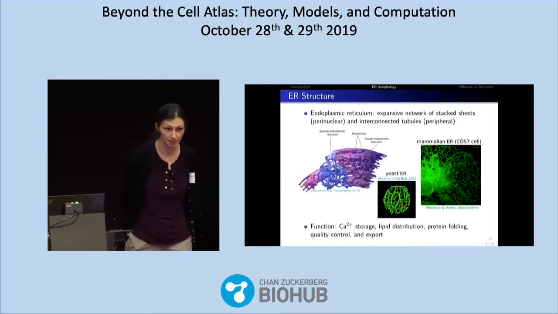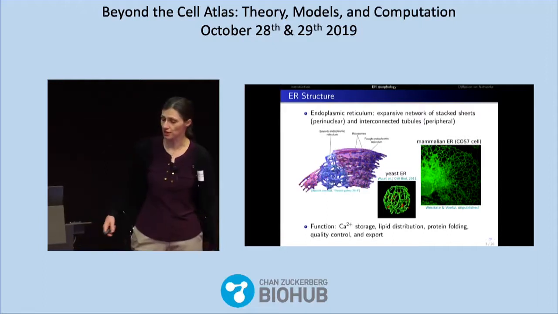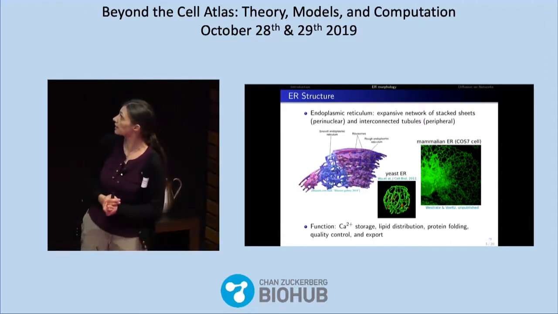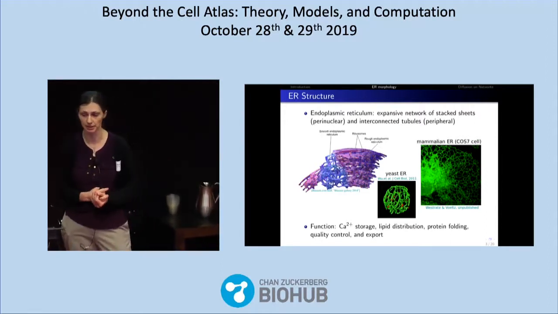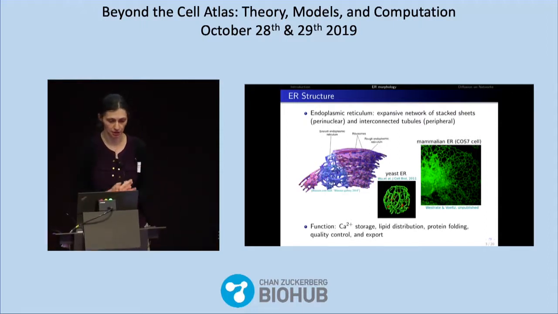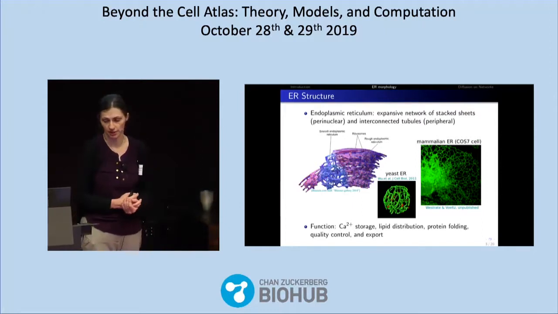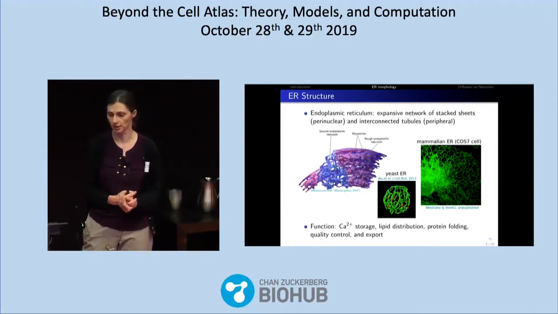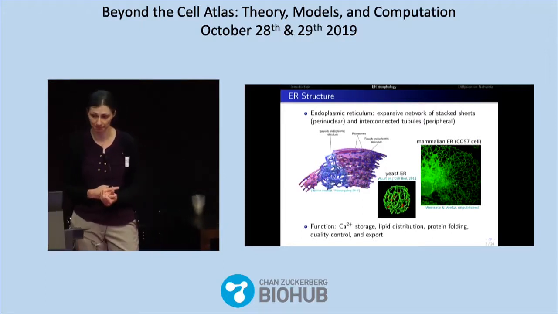For a bit of cellular background, the endoplasmic reticulum is a morphologically complex structure. It has stacks of sheets near the perinuclear region of the cell, and it has an extensive network of interconnected tubules out in the cell periphery. They all share one continuous lumen. This organelle has multiple biological functions, from calcium storage to lipid distribution to the folding, quality control and export of proteins down the secretory pathway.